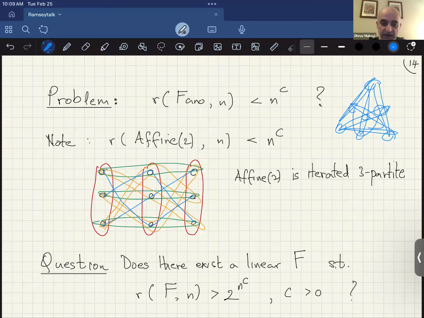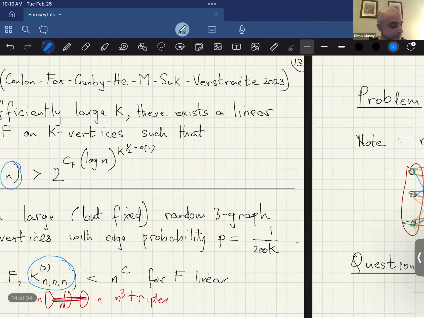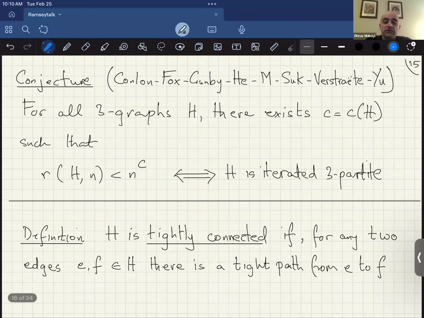Does there exist a linear hypergraph whose Ramsey number is actually exponential? I didn't explain much about the previous theorem. I just showed you this very weird looking formula, 2 to the log n to the root k. That's bigger than any polynomial, but it's not exponential. So that's an open problem. But this would have been a ridiculous question to ask prior to a year ago because we believed these were all polynomial. Okay, so I can now get to the main conjecture.